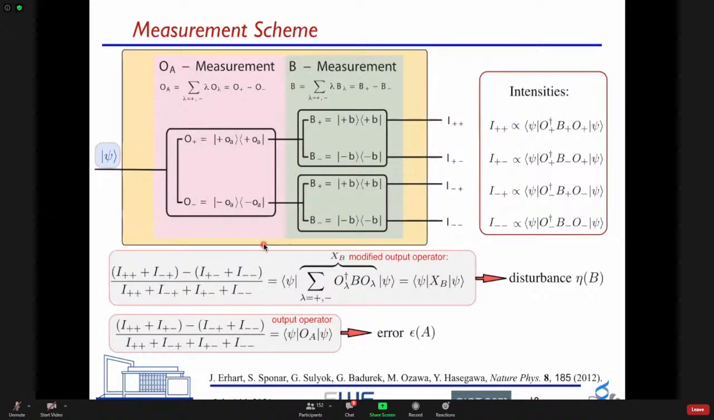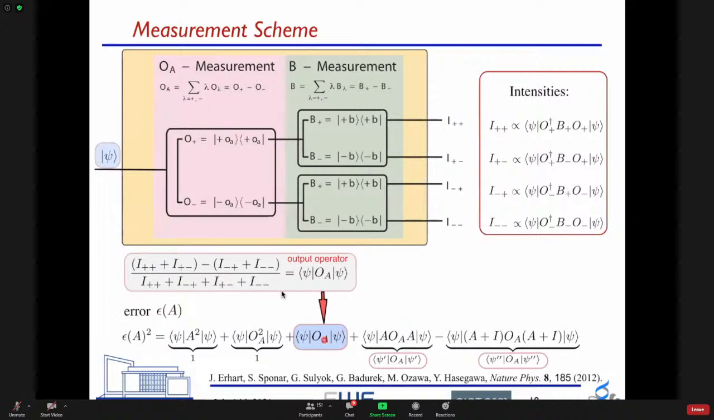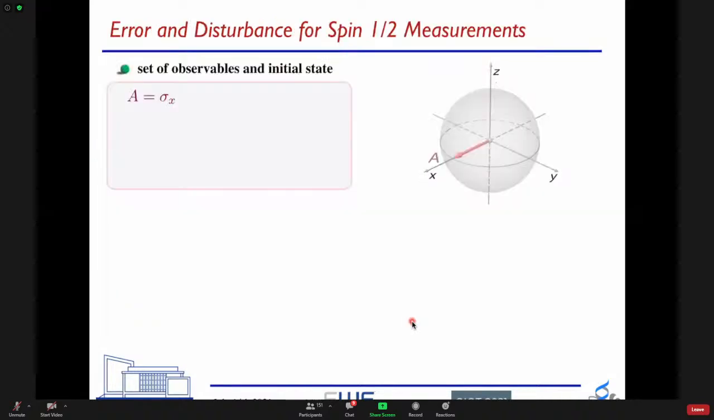I don't want to go too much into details, but by cleverly arranging these four intensities, which can be straightforwardly calculated here, you get simple expressions for the expectation value for the output operator and for the modified output operator. And then you repeat this with your initial state and with the auxiliary states and sum them all up.